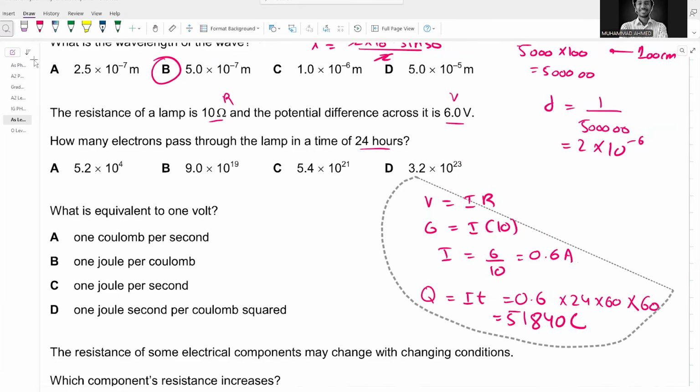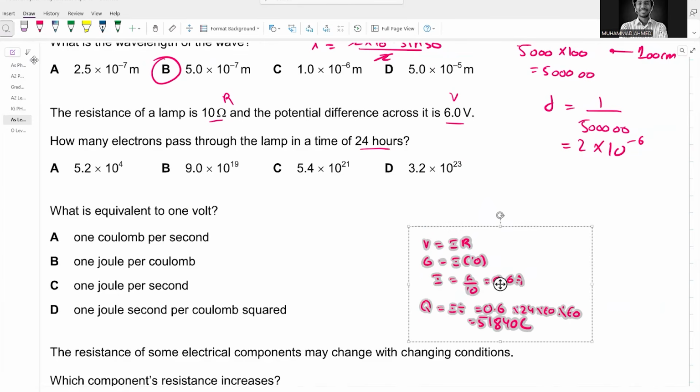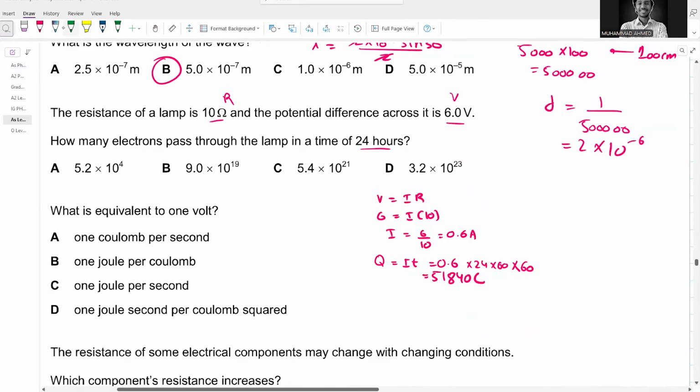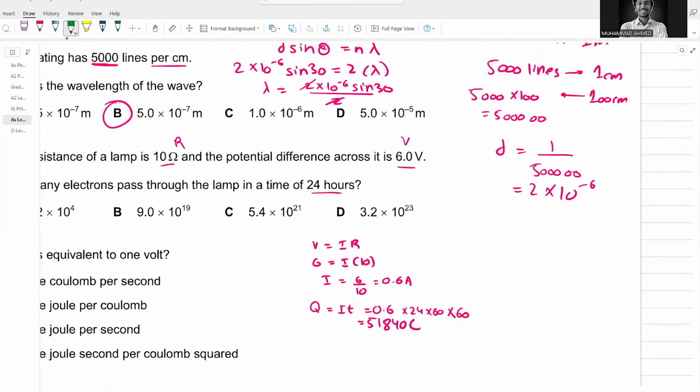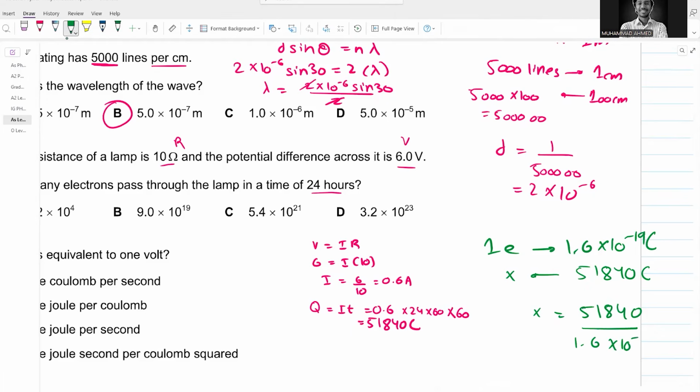अब आपने चार्ज नहीं निकालना. You have to calculate the number of electrons. How will you do that? Very easy. बच्चे बहुत easy है. Now, if one electron carries a charge of 1.6 into 10 raised to the power of minus 19 coulombs, बेटा 51840 coulombs का charge कितने electrons carry करेंगे? Cross multiply. x comes out to be 51840 divided by 1.6 into 10 raised to the power of minus 19. What does your number of electrons come out to be?